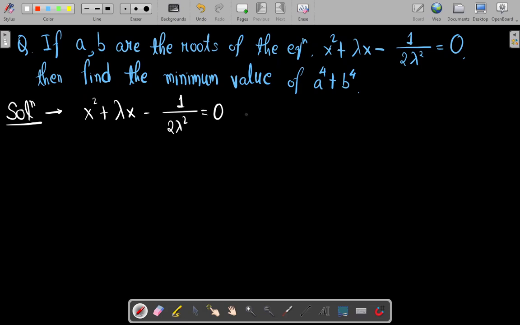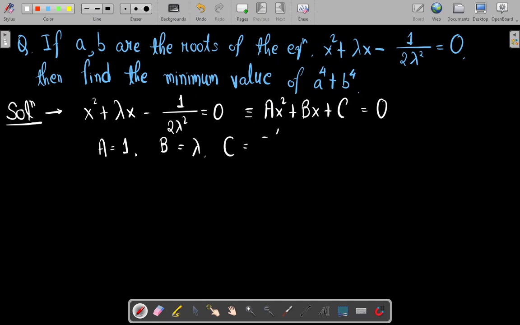If we compare it with capital A x square plus capital B x plus capital C equal to 0, we see that capital A is 1, capital B is lambda, and capital C, the constant term, is minus 1 upon 2 lambda square. Okay, so the roots are a and b.